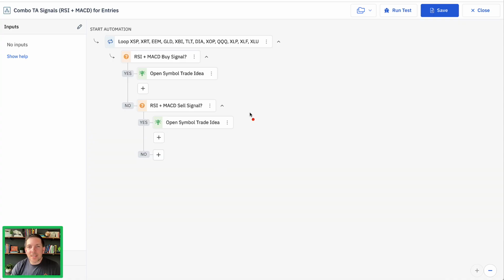So now what we have inside of this automation is a fully automated system which is going to go through this list of stocks right here, right? These potential stocks. It's going to look for a combination buy signal, and then if it has that, open a bullish position. If it doesn't have a combination buy signal, it's going to look for a combination sell signal. If it has those, it'll open a bearish position. And if it doesn't have either of those, just do nothing. Leave the no path blank, which means don't do anything until you have an opportunity to get into a position either way.